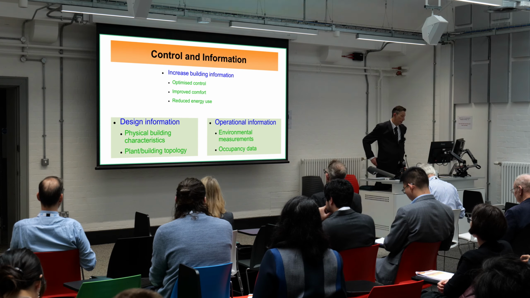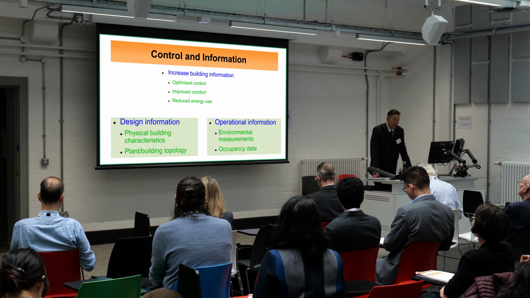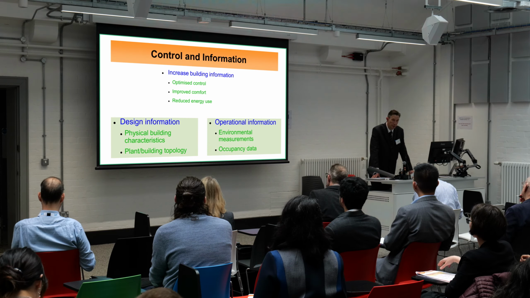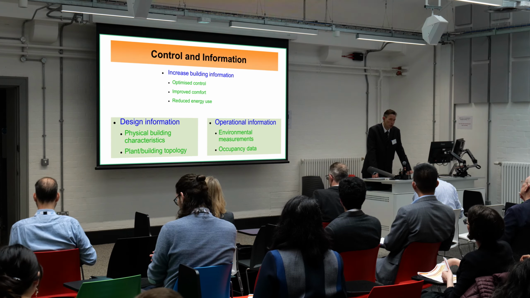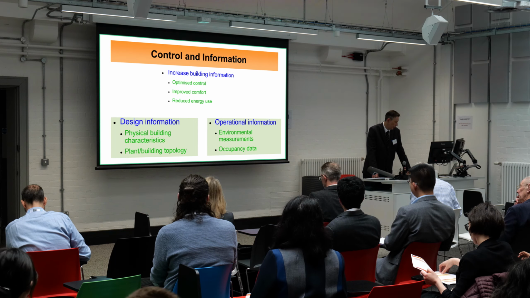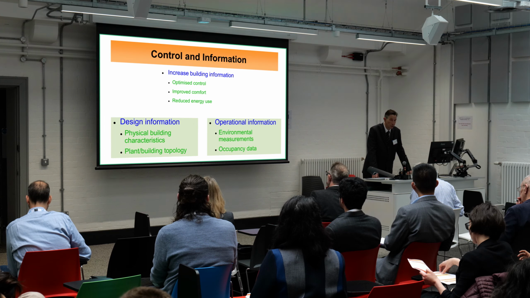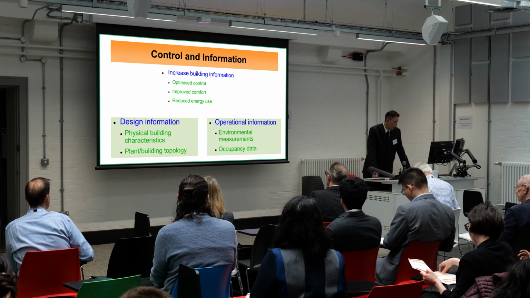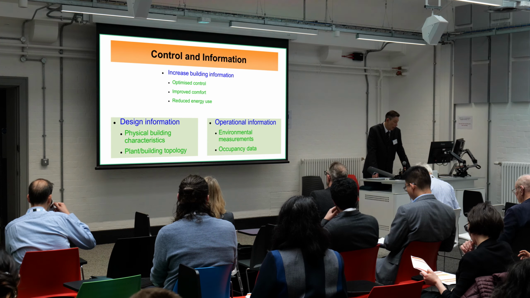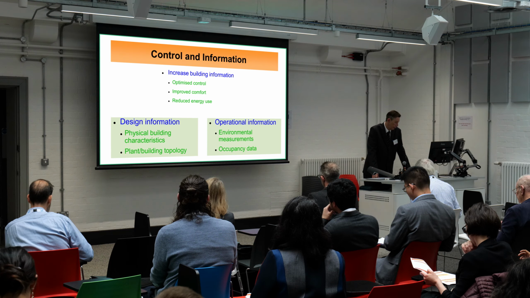The primary information that we need is split into 2 types: design information, thermal and other physical characteristics of the building, and topological information, the relationship between the primary energy sources, the energy distribution, and the actual environmental conditioning of the spaces which are fed by those systems. And then the operational information, measurements or predictions or estimates of parameters such as temperatures and indoor air quality values, and also temporal and spatial distribution of occupancy. When is the building occupied and where are the parts of the building that were occupied?